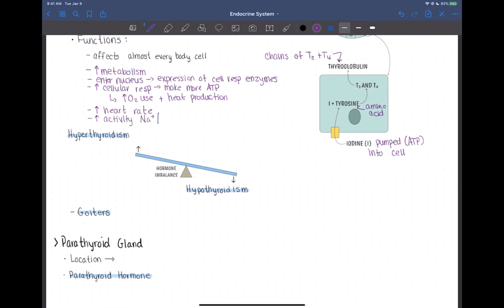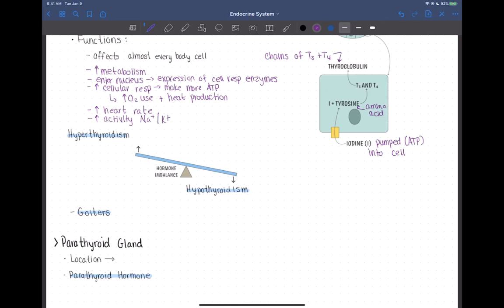All right, which again requires ATP, meaning we need more ATP made through cellular respiration. Okay, so these are effects of thyroid hormone. So now let's talk about what happens if somebody is either producing too much or not enough thyroid hormone. Okay, so these would be the clinical implications.